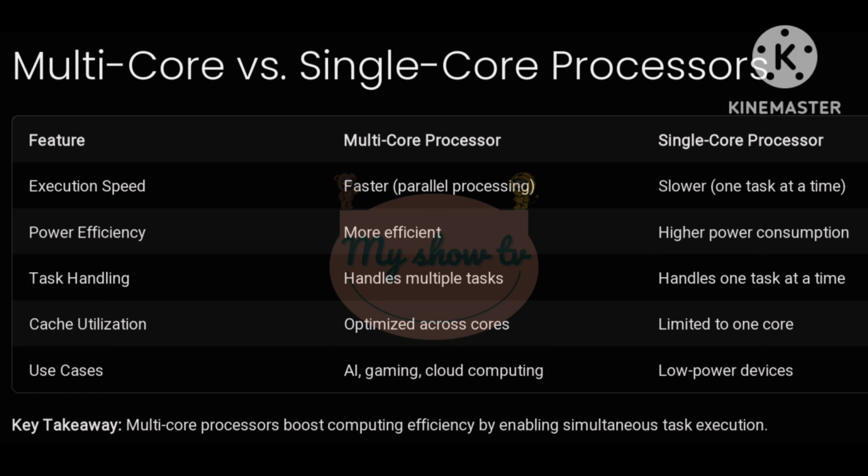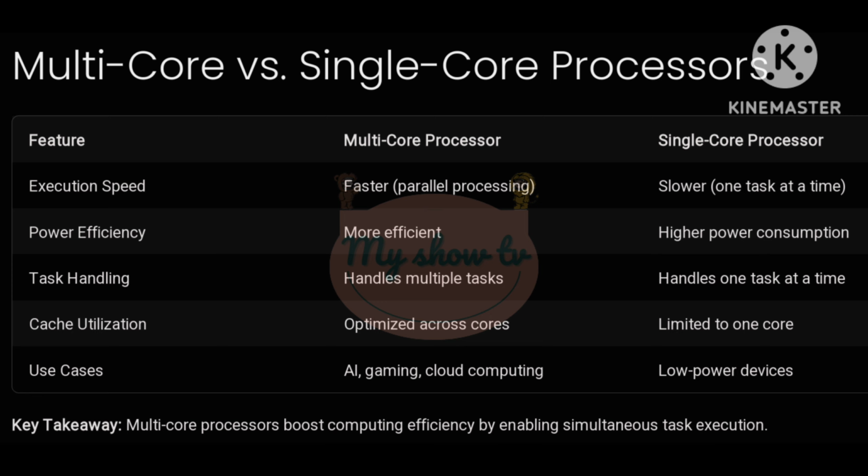Single-core processors require higher clock speeds to match multi-core performance, leading to more heat generation and higher power usage. 3. Task handling. Multi-core processors can execute multiple applications simultaneously, making them ideal for gaming, AI, and cloud computing. Single-core processors struggle with multitasking and are mainly used in simple, low-power devices like IoT gadgets and embedded systems.